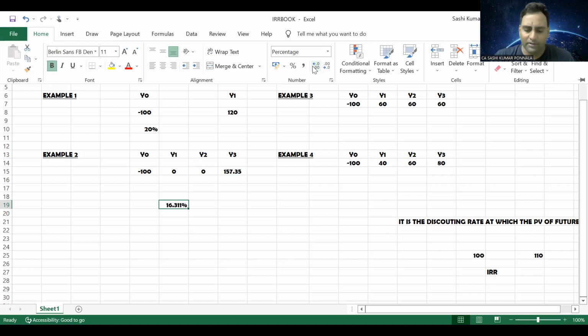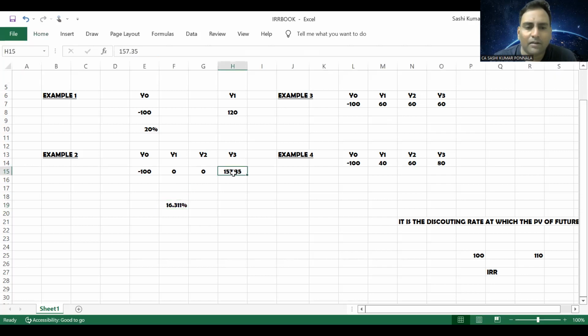Take 100 rupees your investment. First year, you are getting a rate of how much? 16%, 1.1631. Second year, you are again getting a rate of 16.31. Third year, again, you are getting a rate of 16.31. So that you are getting a value of how much? 157.35 after 3 years. So if you deduct 16.31% return every year for 3 years, you will get this 100 rupees investment.